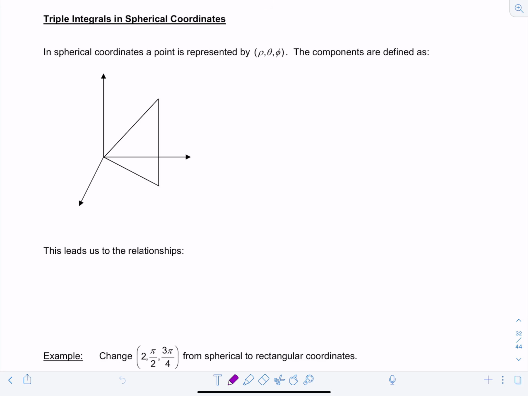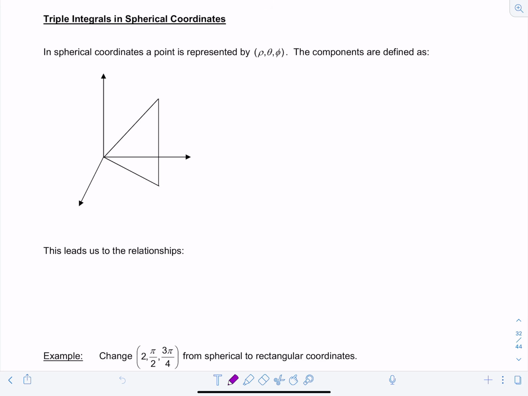Calculus 3 video lecture number 25 on triple integrals in spherical coordinates. So we're going to look at a new coordinate system in which we're going to evaluate triple integrals, and it's defined as follows. So in spherical coordinates, a point is represented by the ordered triple rho, theta, phi.